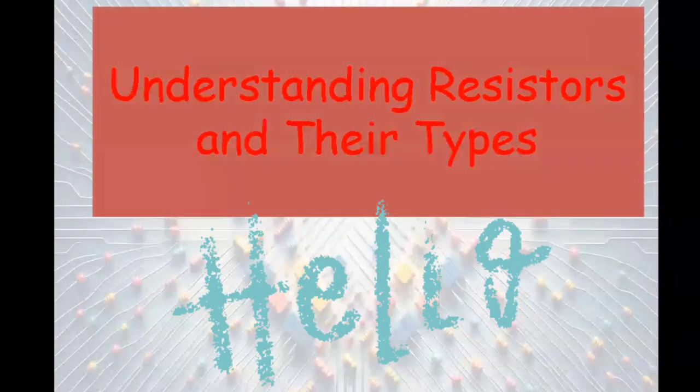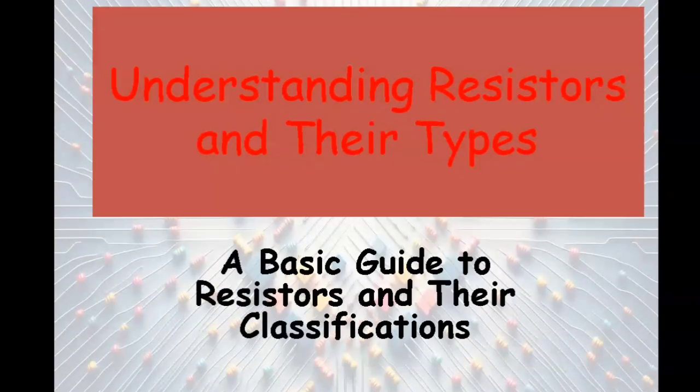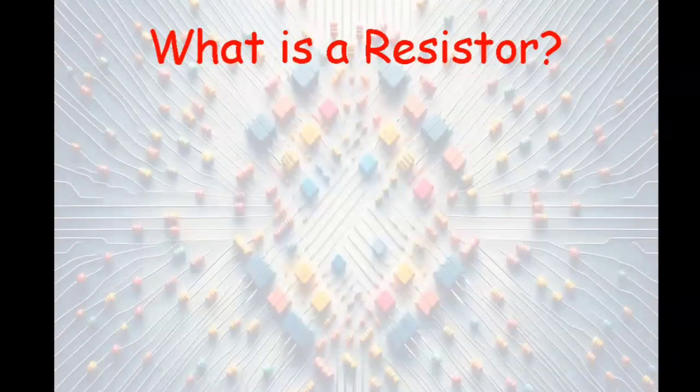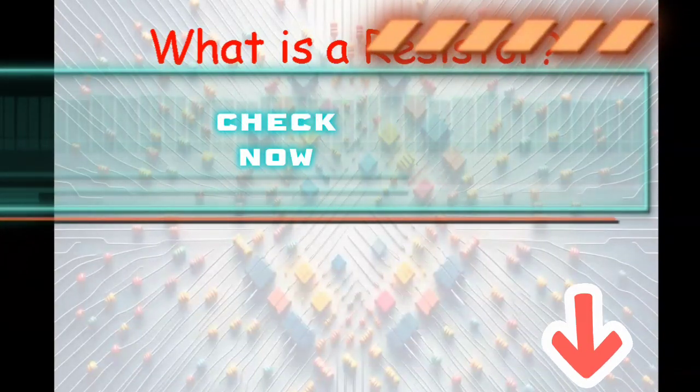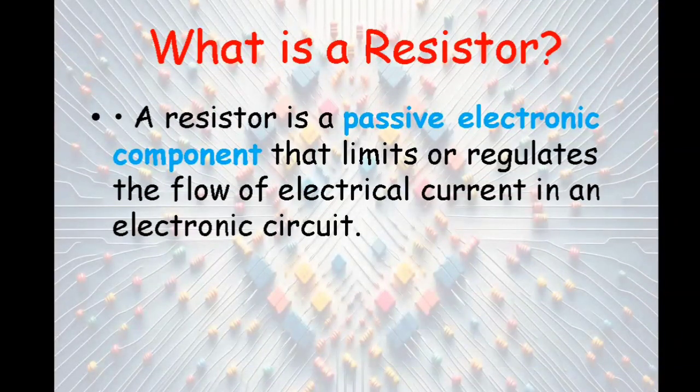Hello friends, we will understand resistors and their types. Basically, a resistor is nothing but a passive electronic device, and we'll go through the basic guide of resistors and their classification. We already had a video on resistors, so you can go and check it, because resistors are connected in series, in parallel, and there are a number of ways we use them.